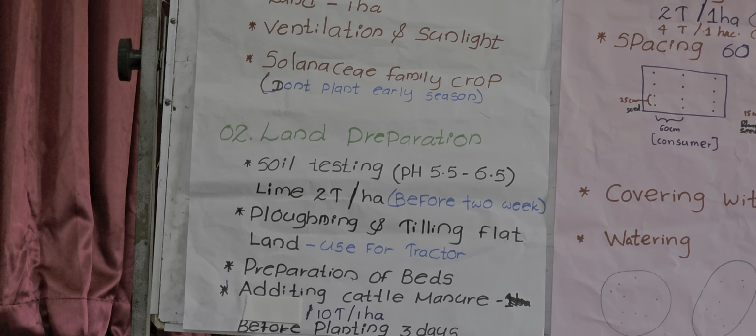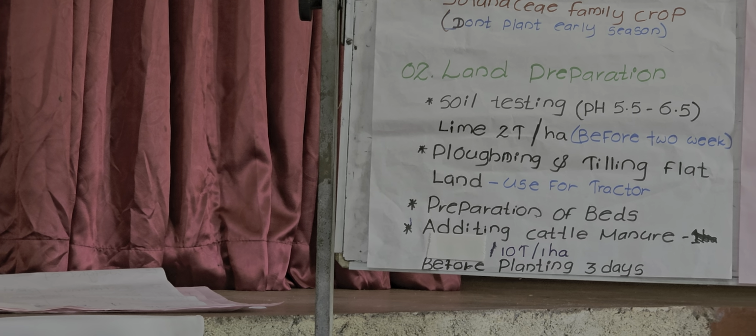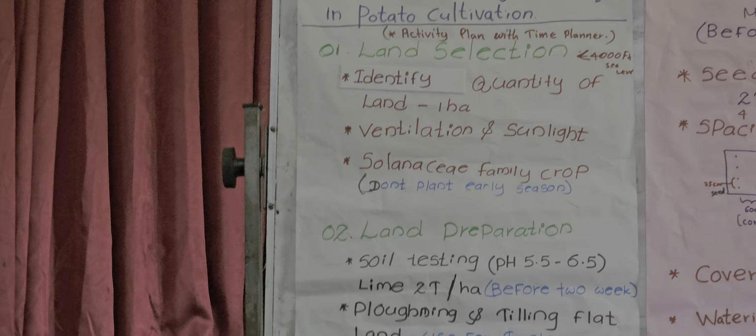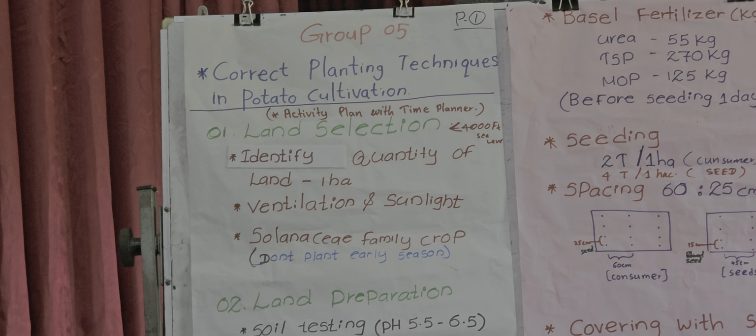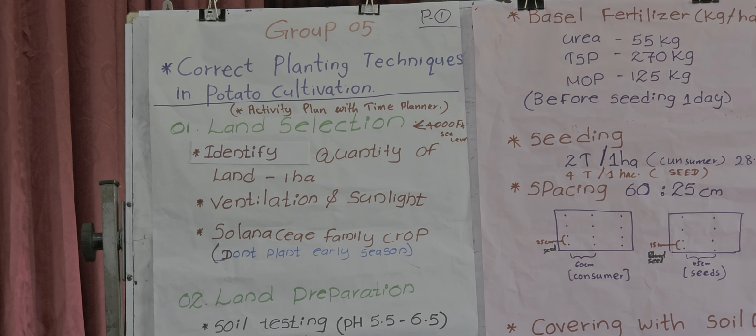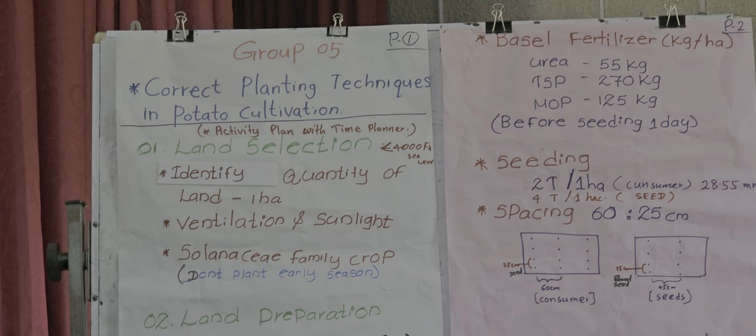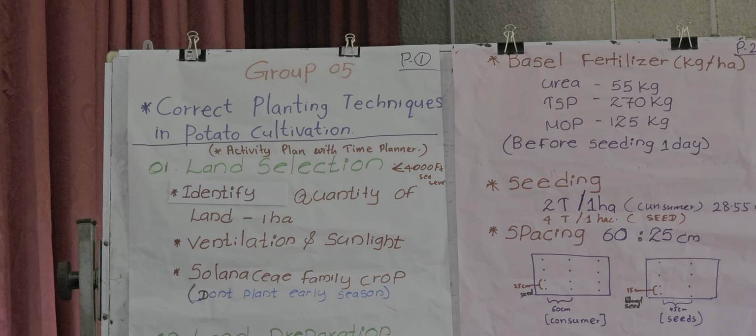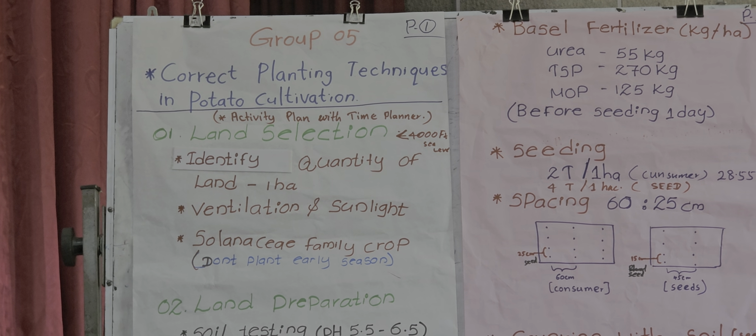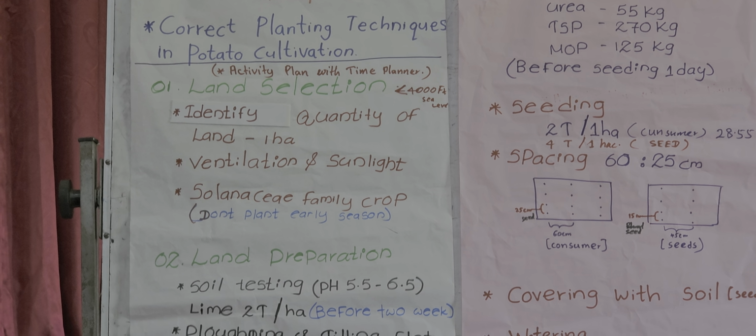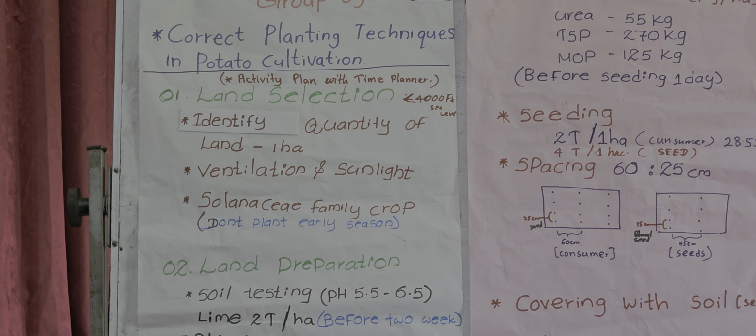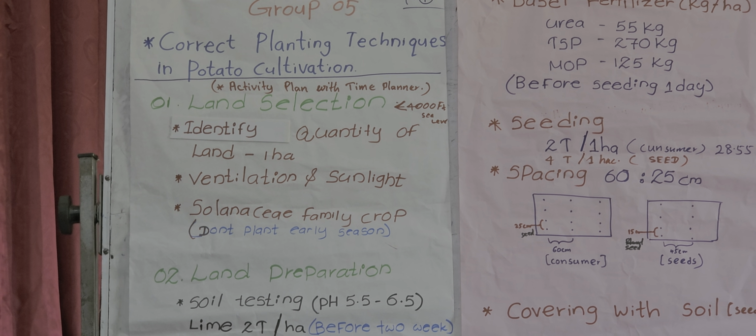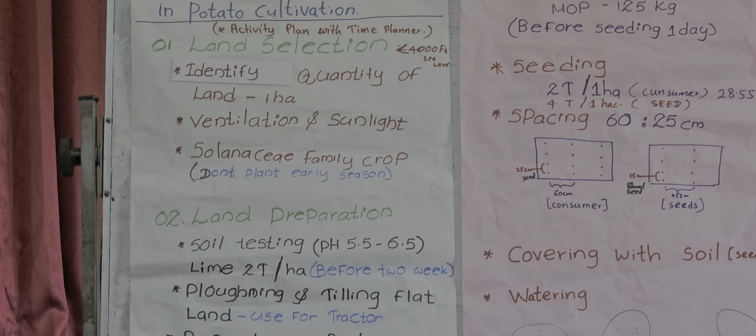Then another point is ventilation and sunlight. This is very important, and we can get it free of charge. Then we want to check whether the last season's crop was a Solanaceous family crop. If we grew a Solanaceous family crop last time, we can't plant potato this season. Then the second thing is land preparation. This is also very important.